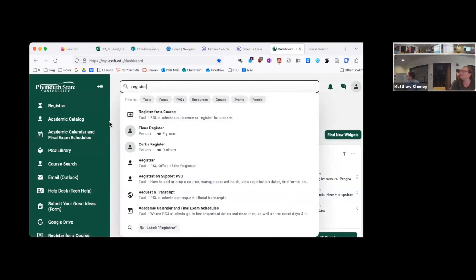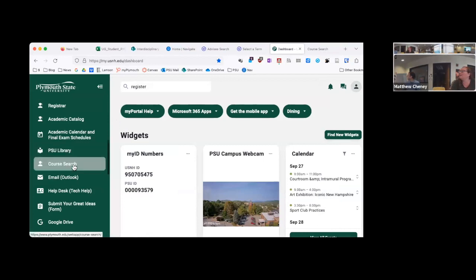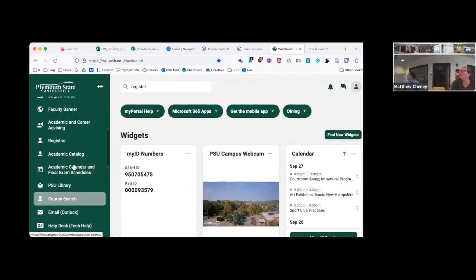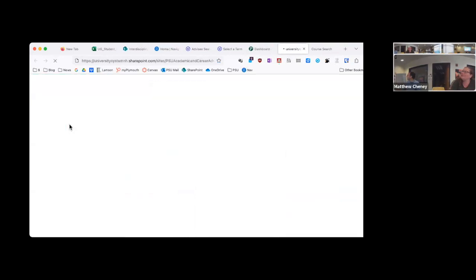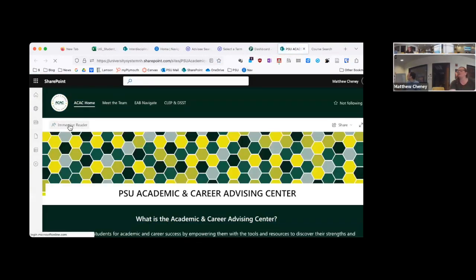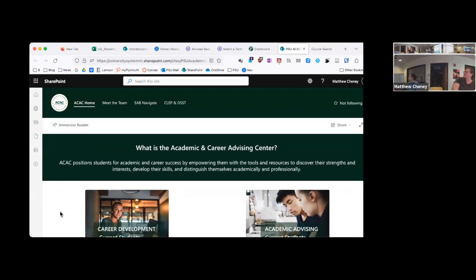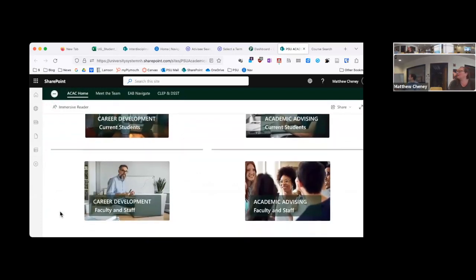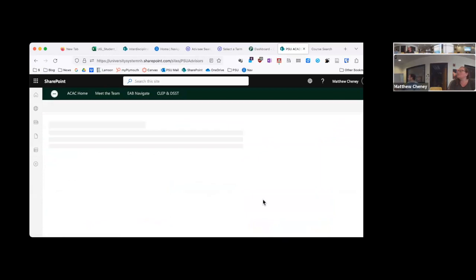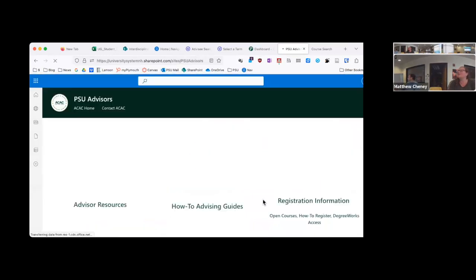So maybe from here, could we go to the academic and career, ACAC? Do you have that? Yes. Academic and career advising. This is a tool that we are constantly enhancing. Over the summer, we had a lot of goals of what this is going to look like, and we have made a lot of steps towards those goals, but we're always enhancing it. Right now, if you could scroll down a little bit further, we're going to go to academic advising, faculty, and staff. These are resources that we're looking to build to help advisors specifically.